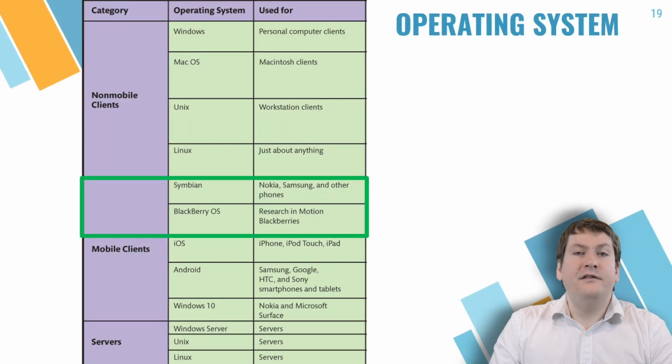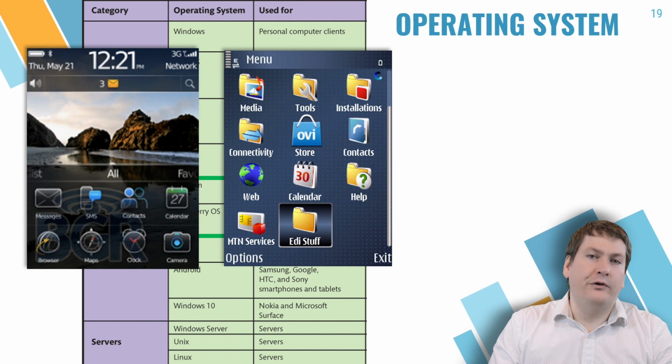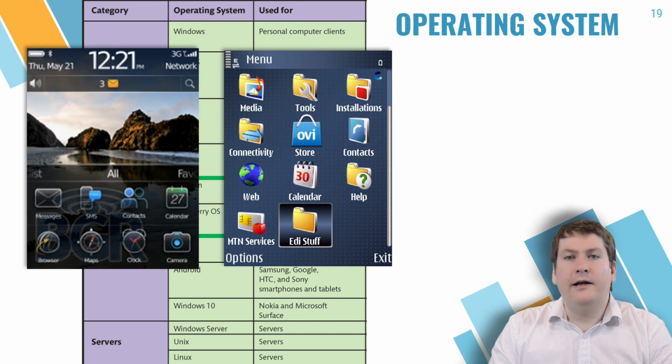The first ones to discuss are Symbian and BlackBerry OS. These are both discontinued now, but played an important role in the history of smartphones. BlackBerry OS screenshot is shown here on the left, and the Symbian on the right. Symbian was at one time the most popular mobile OS, with around 67% market share, but quickly lost this lead after it was displaced by iPhone and Android.